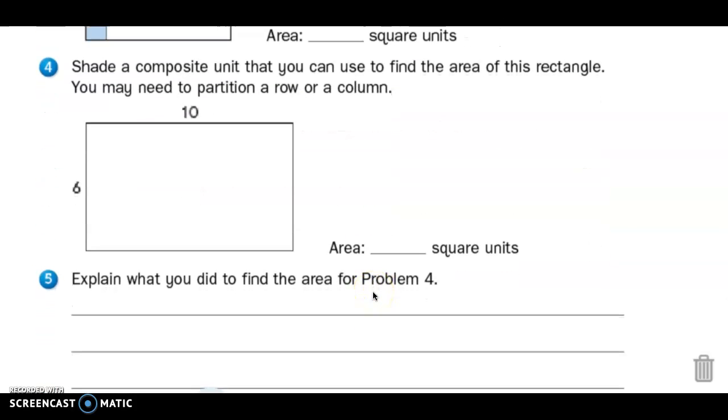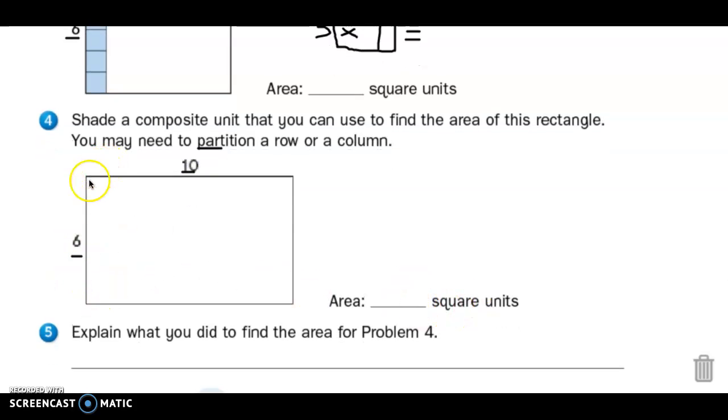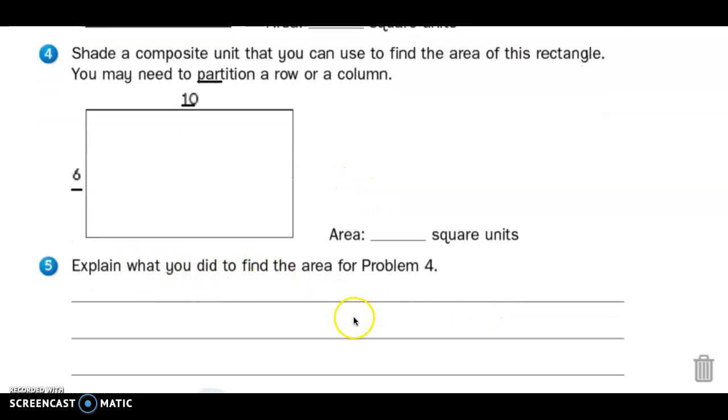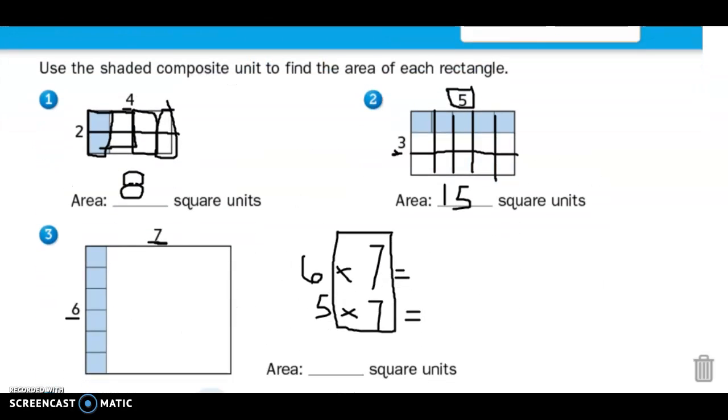Then number 4 says, shade a composite unit that you can use to find the area of this rectangle. You may need to partition a row or column. That means you may need to split something in partition. You can either draw 6 squares down, or you could draw 10 across. Then what's your answer? What is 6 rows of 10? Put your answer here. Explain what you did to find the area for problem 4. How did you figure out this area for problem 4? Answer those 2. Okay, moving on.